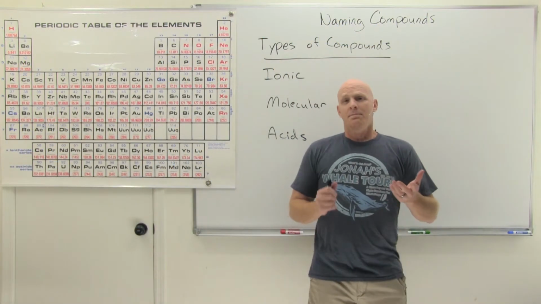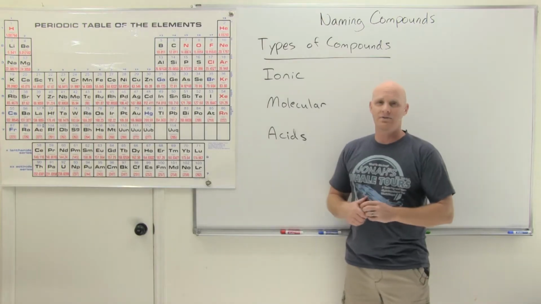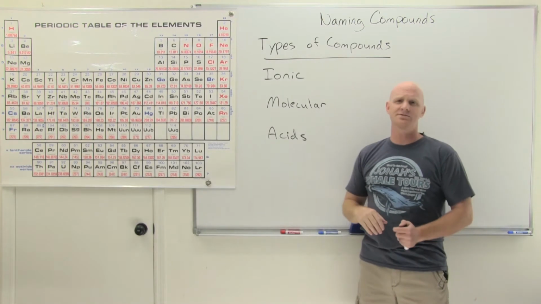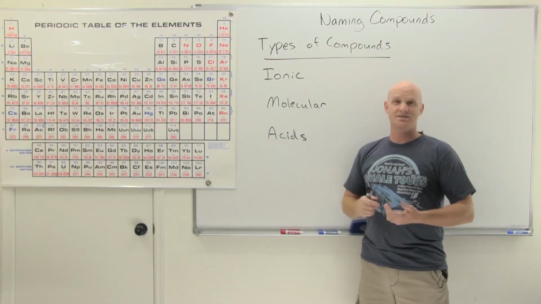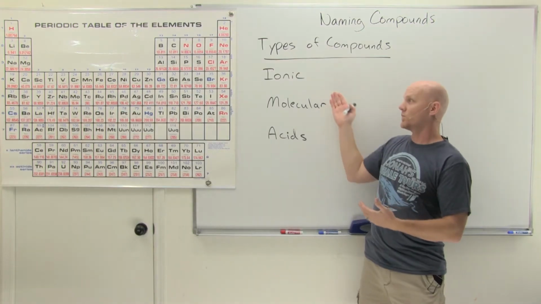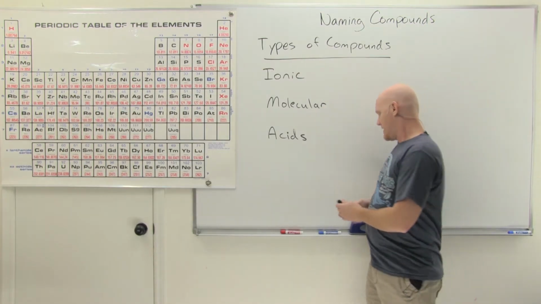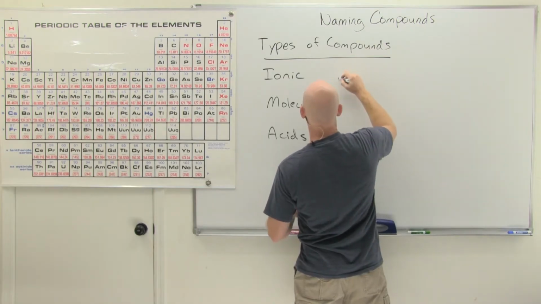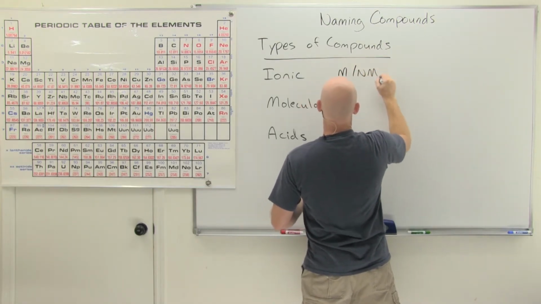Okay, so before we can talk about naming compounds, you've got to find out how to identify these 3 types of compounds: ionic, molecular, and acids. The reason is that we use different sets of rules for naming compounds depending on which type of compound you have. So if we look first at ionic compounds, we generally like to think of them as being a metal with a non-metal.